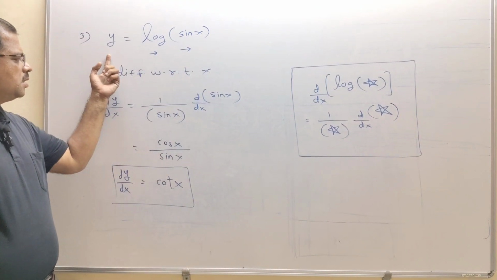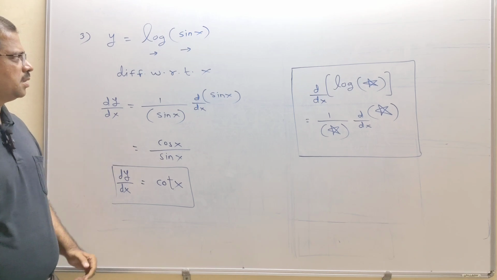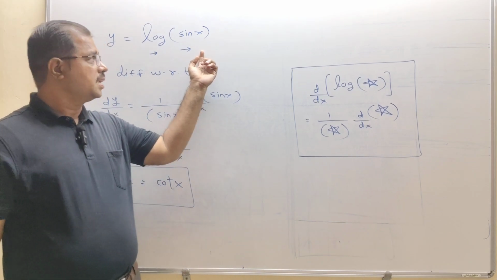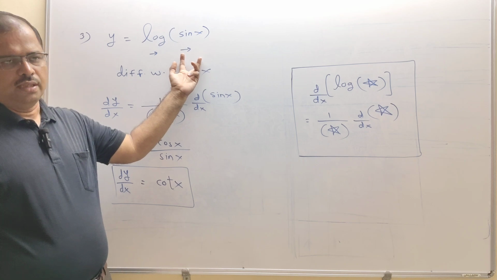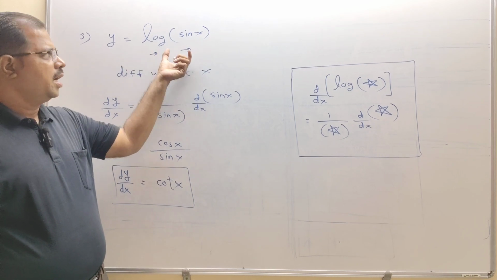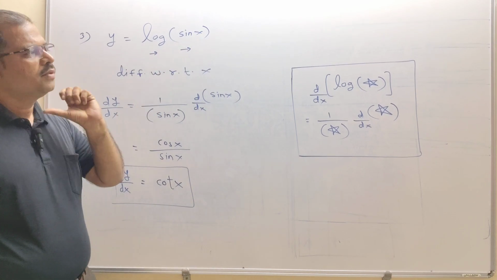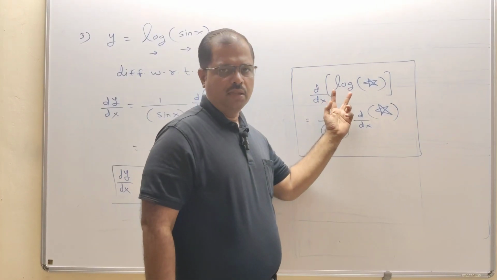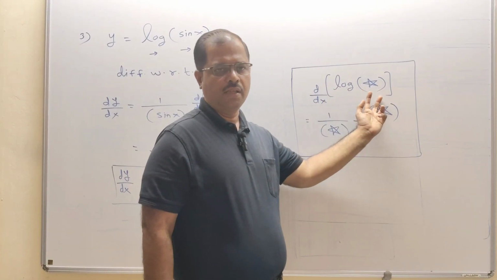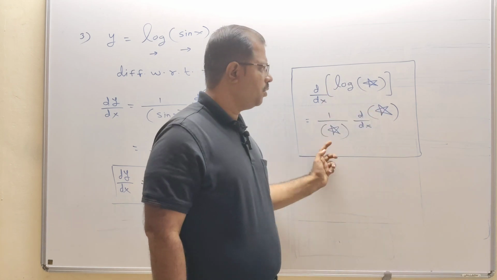Next, y is equal to log of sin x. Differentiate with respect to x, the derivative of y, dy by dx. If we go towards x, the first function is log and the second function is sine. Therefore, the outer function is log and the inner function is sine. We know that first we take the derivative of the outer function. Therefore, write the outer function log f(x). The derivative of log x is 1 upon x.